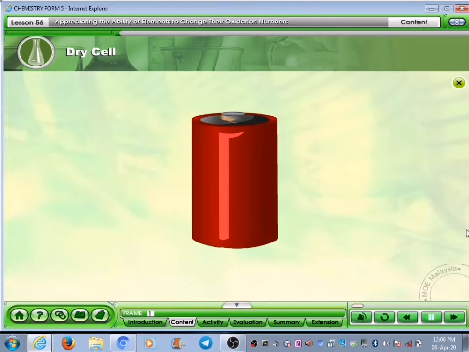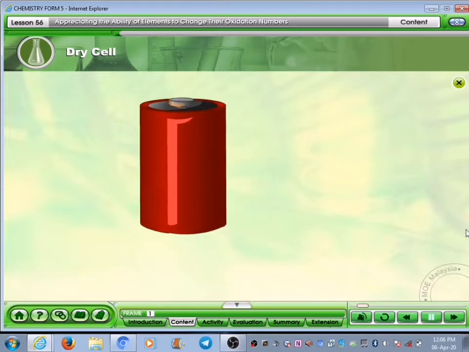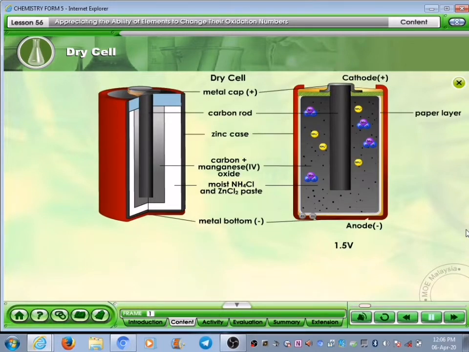Zinc carbon dry cell is the simplest and cheapest cell in the market that we can get. The container of the zinc carbon dry cell is a zinc can containing ammonium chloride with zinc chloride aqueous paste acting as the electrolyte. The carbon rod containing a mixture of powdered carbon and manganese(IV) oxide, or MnO2, is separated from the aqueous paste by a paper layer. The manganese dioxide is mixed with carbon powder to increase its conductivity.